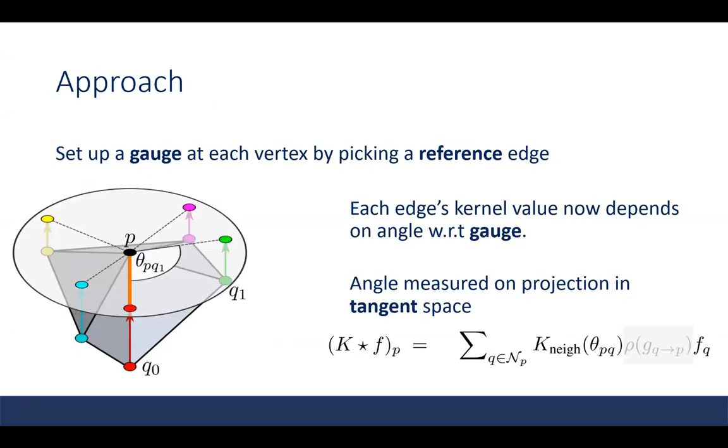Okay, so the first step of this algorithm is the easiest. You basically set up a gauge, and all that means is you pick a reference edge. In this case, the orange edge is the reference edge. And once you set up your gauge, you notice that every other edge can be described by the angle theta that it makes with the reference edge. And all you have to do now is make your convolutional kernel depend on theta. And by definition, you have an anisotropic kernel there.